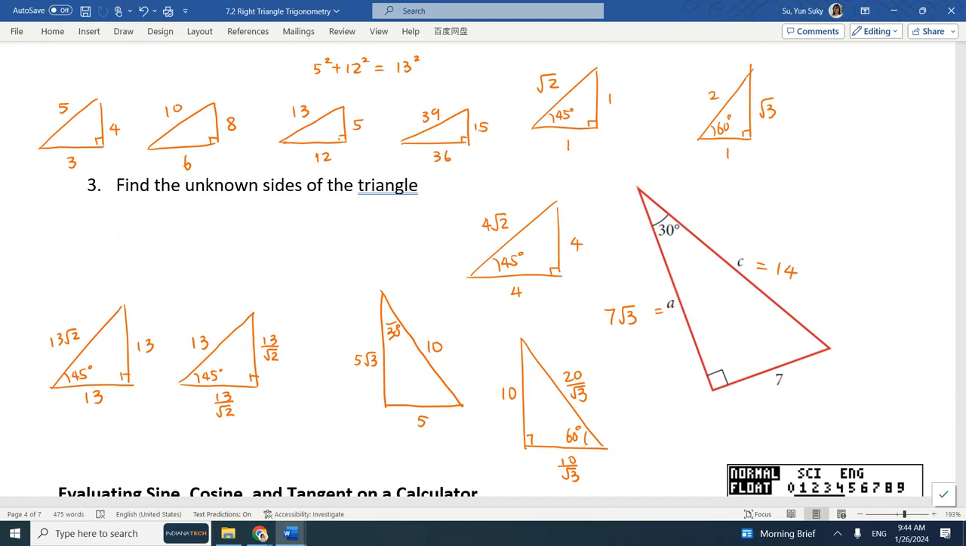Okay, so one problem, I actually teach you like more. So you can follow this trick and do so many different examples. Okay.